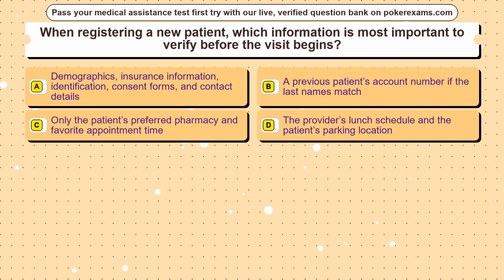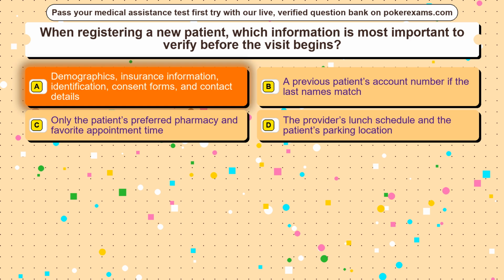Question 67. When registering a new patient, which information is most important to verify before the visit begins? Option A. Demographics, insurance information, identification, consent forms, and contact details. Option B. A previous patient's account number if the last names match. Option C. Only the patient's preferred pharmacy and favorite appointment time. Option D. The provider's lunch schedule and the patient's parking location.